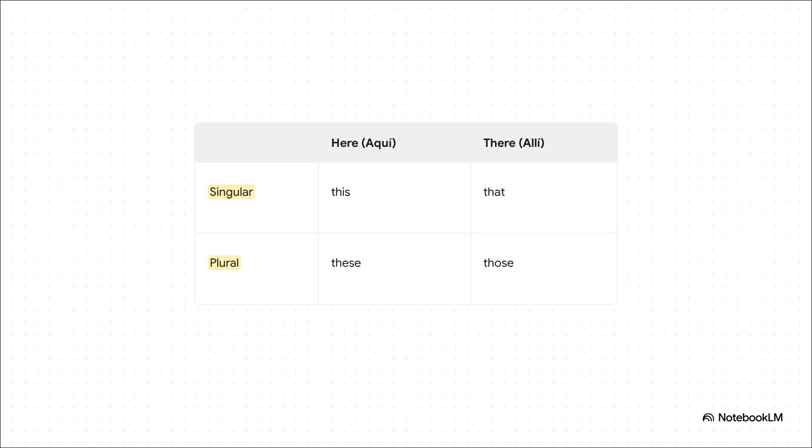Now, all you have to do is connect them. So if something is singular and it's here, you use this. If it's singular but it's over there, you use that. What about plural and here? These. And finally, plural and over there, those. See how that works? It's a perfect little system.